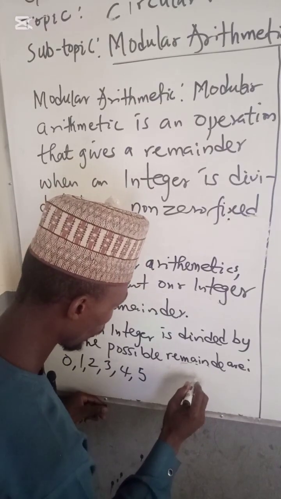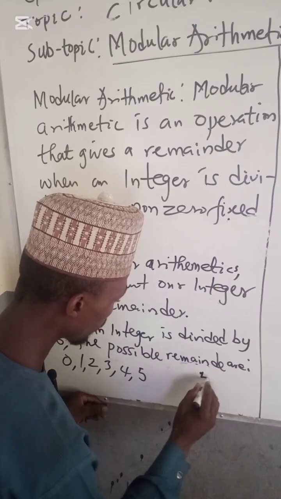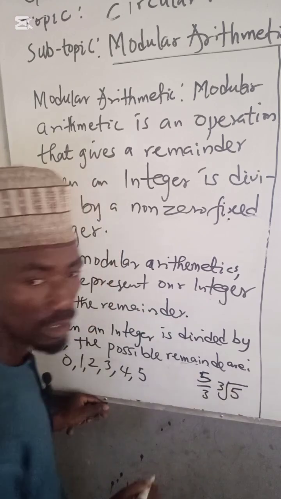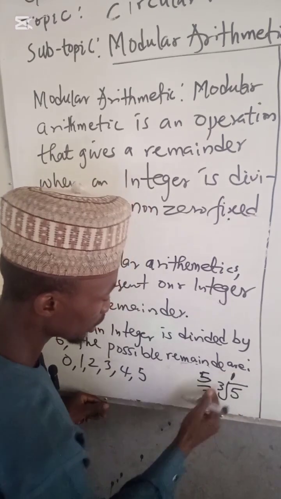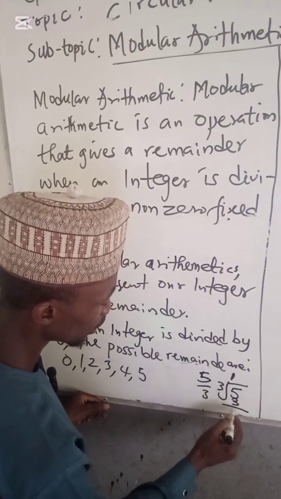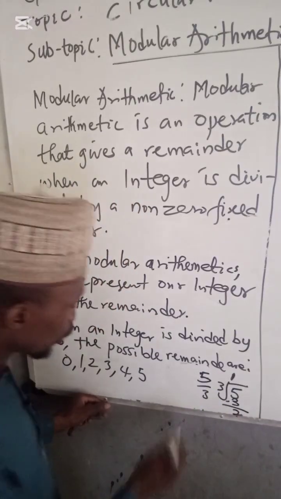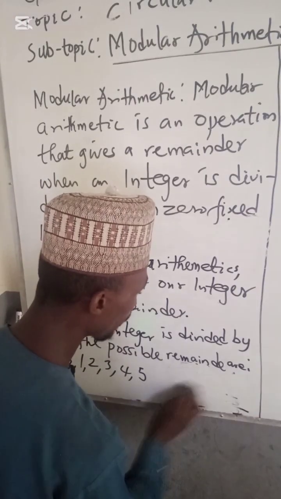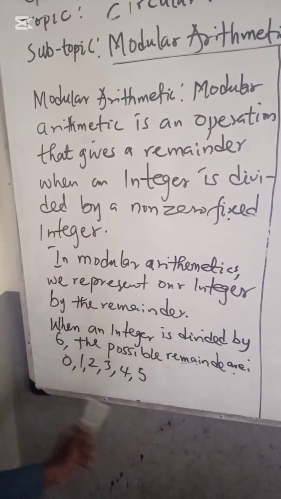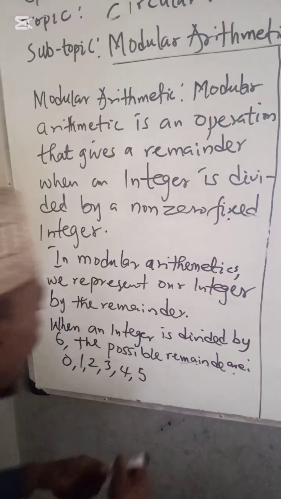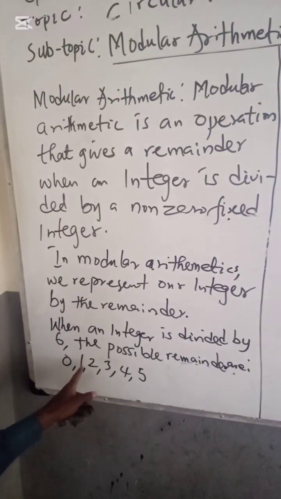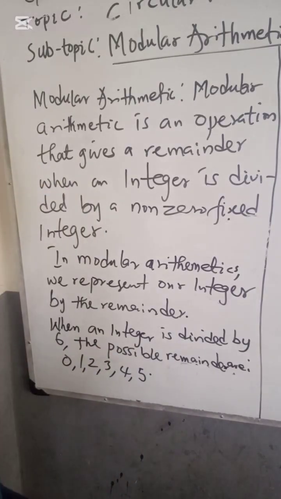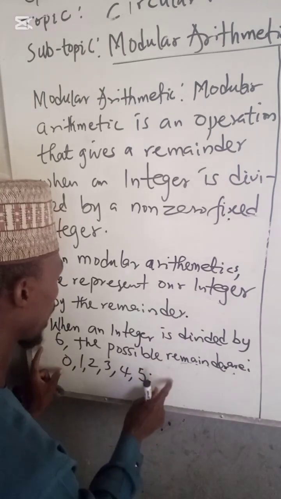Now let's check this: 5 divided by 3. In long division, you have 3 and 5. 3 in 5, 1. 3 times 1, 3. You have remainder 2. You say 1, remainder 2. So these are the possible remainders. When an integer is divided by 6, the possible remainders are 0, 1, 2, 3, 4, and 5. These are the only possible remainders we can have.